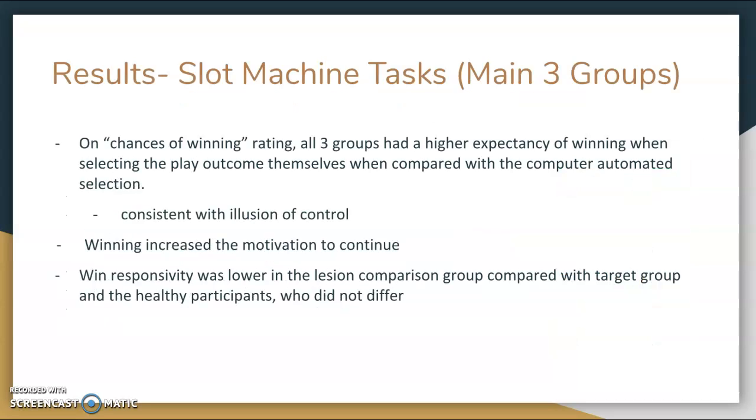In the results of the slot machine tasks, when comparing the 3 main groups, on the chances of winning, all 3 groups had a higher expectancy of winning when selecting the play outcome themselves than when compared with the computer automated selection. This is consistent with the illusion of control that people tend to have. And another result was that winning tended to increase the motivation to continue playing. And it was also found that win responsivity was lower in the lesion comparison group compared with the target group and the healthy participants, who didn't differ much.